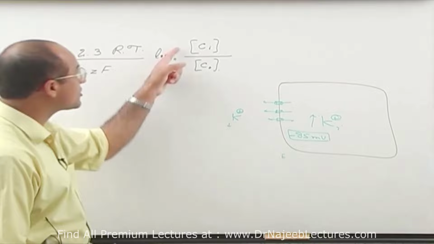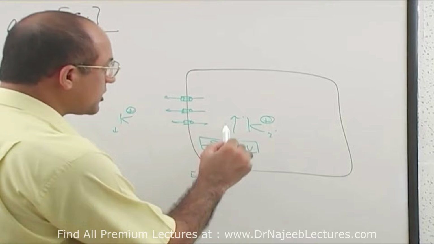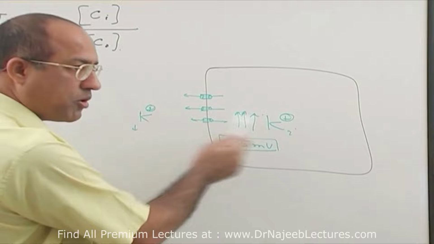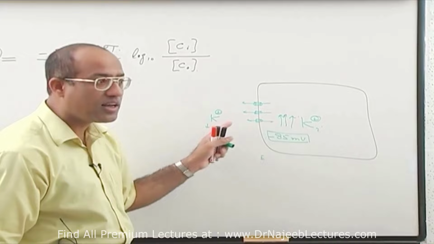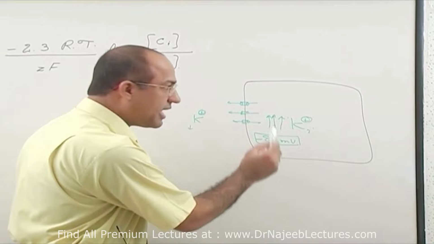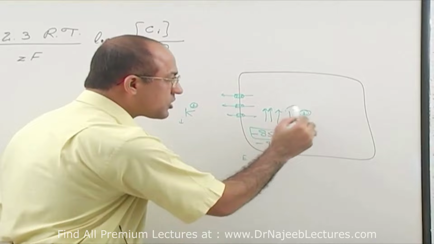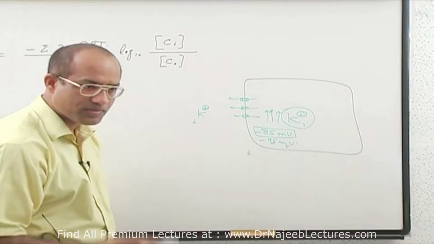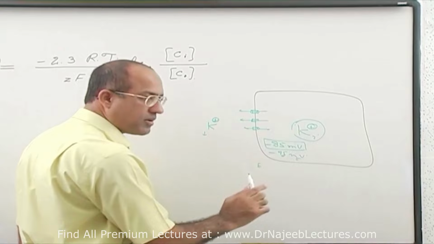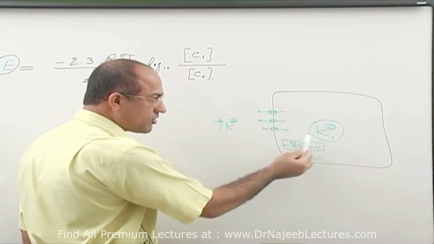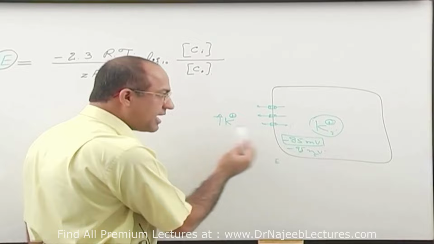For example, if I greatly increase the potassium concentration inside, then the concentration gradient driving the potassium out will be more, so more potassium will diffuse out. So the equilibrium potential will not be achieved at minus 85. With high levels of intracellular potassium, it may be achieved at minus 95 or so. So changing the potassium concentration inside changes the equilibrium potential. If we do the opposite, keep the potassium concentration inside normal but increase the potassium concentration outside, the outward concentration gradient will be less, so diffusion out will be less, and it will reach the equilibrium potential at a lower millivolt level.